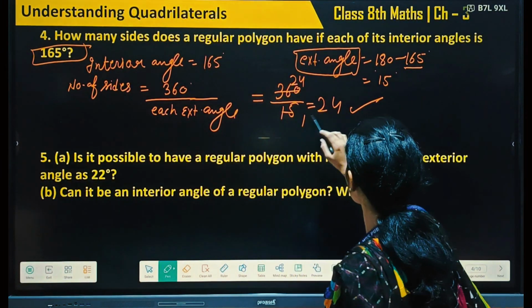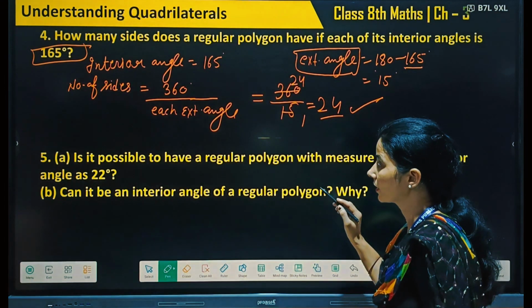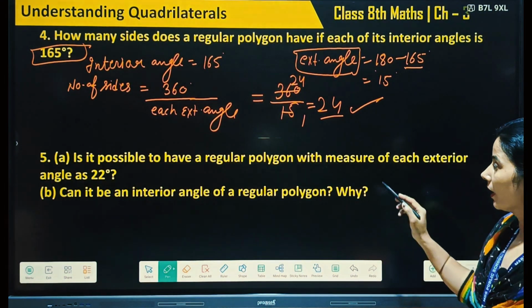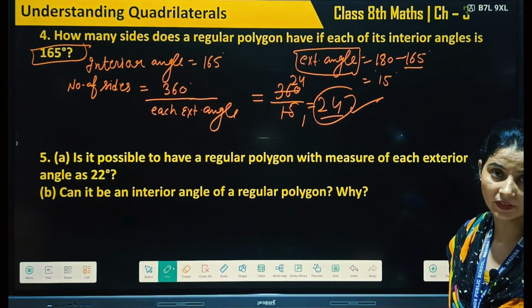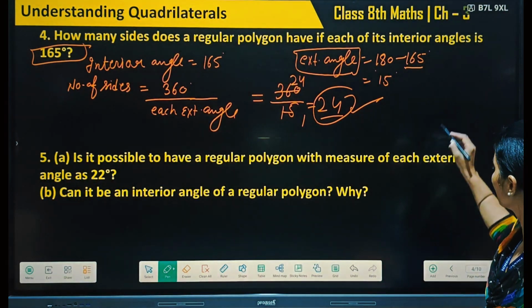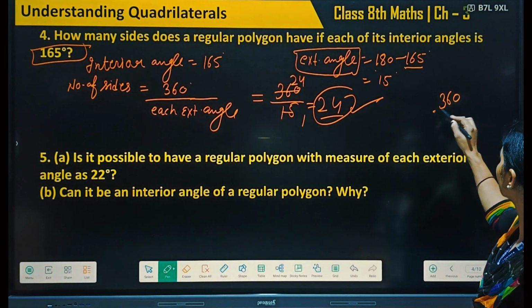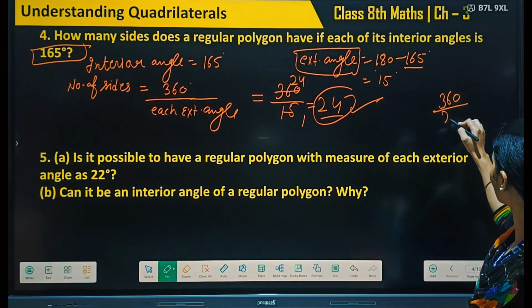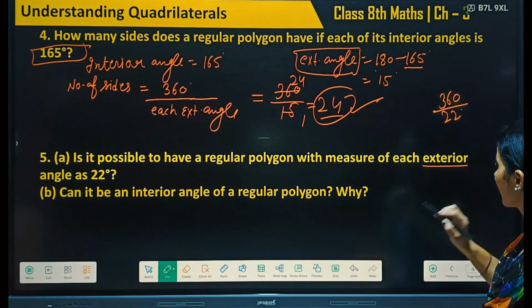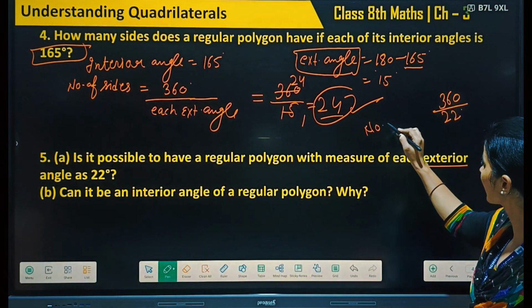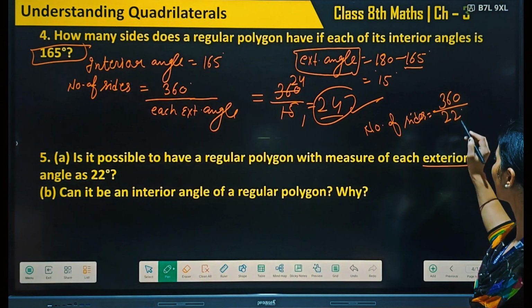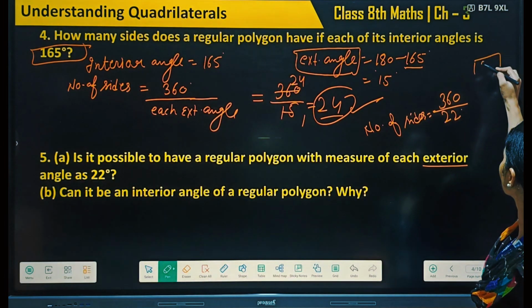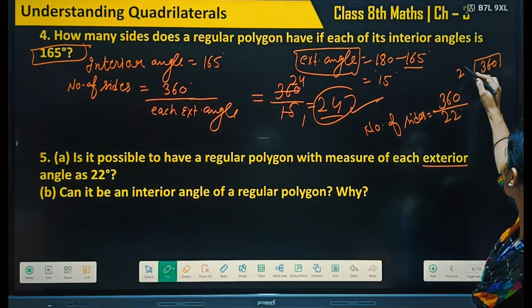If it is dividing exactly, then we can say yes, it is possible. Otherwise we will say it is not possible because the number of sides can't be a fraction. Let us see. 360 upon 22 degree. This is the exterior angle. So the number of sides we can find this way: divide 360 upon 22.